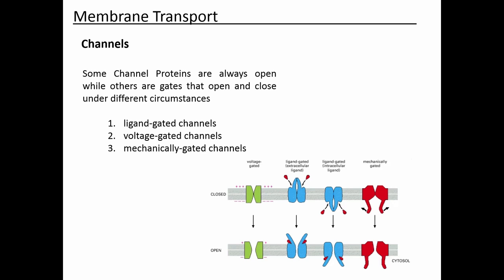Okay, one other thing about channels before we move on to transporters that you should make a note of is that channels only allow for passive transport. So make sure you jot that down. Channels, no matter what type of channel you're talking about, only allow for passive transport. What that means is that if a channel opens up, it only allows something to move from where its concentration is high to where its concentration is low. So nothing ever goes from low to high through a channel. Okay, so channels only allow for passive transport.